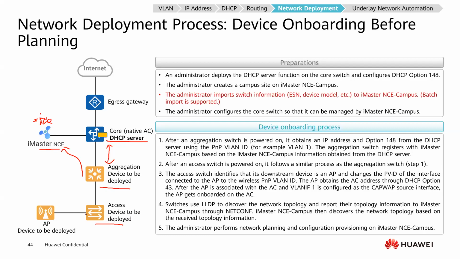And for the AP, the device just changes its interface PVID to the PNP VLAN of the wireless. However, till now the AP cannot go online because only the native AC has been deployed. After the native AC has been deployed, the AP can go online. Till now, on the controller you can just see the AP, but the AP is not online now.